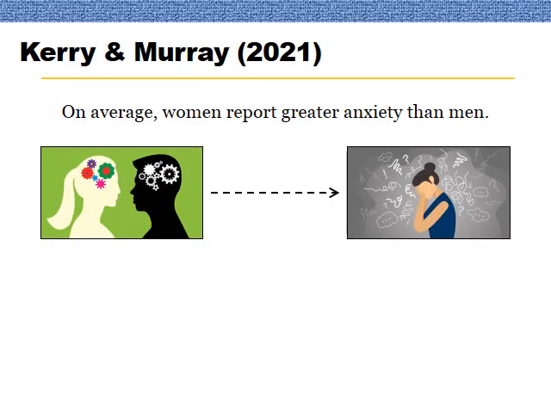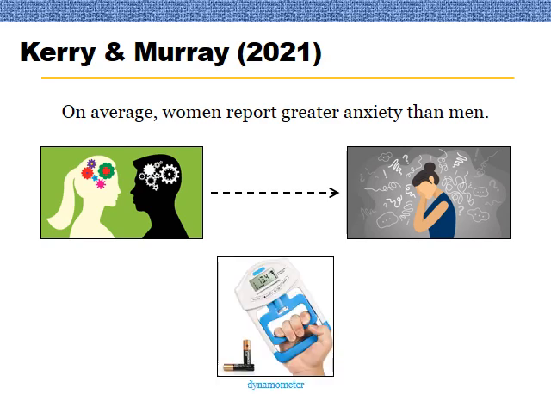Let's look at a second example. On average, women tend to report greater anxiety than men do. So there's a total effect of sex on anxiety level. Why does this relationship exist? These researchers hypothesized that this relationship can be explained by a person's physical strength.